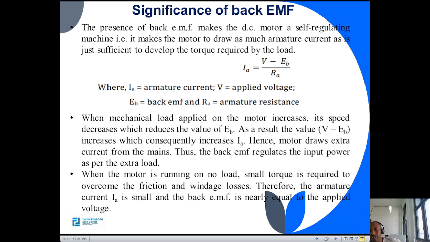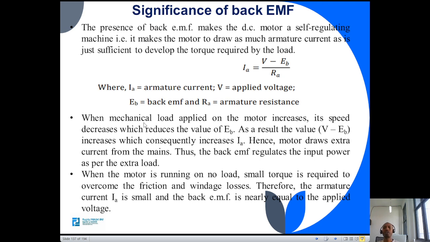Let us see a little bit in depth what is the significance of back EMF, its importance. The presence of back EMF makes the DC motor a self-regulating machine. How? It makes the motor draw as much armature current as is just sufficient to develop the torque. This armature current depends on EB. When EB is increasing, IA is decreasing.